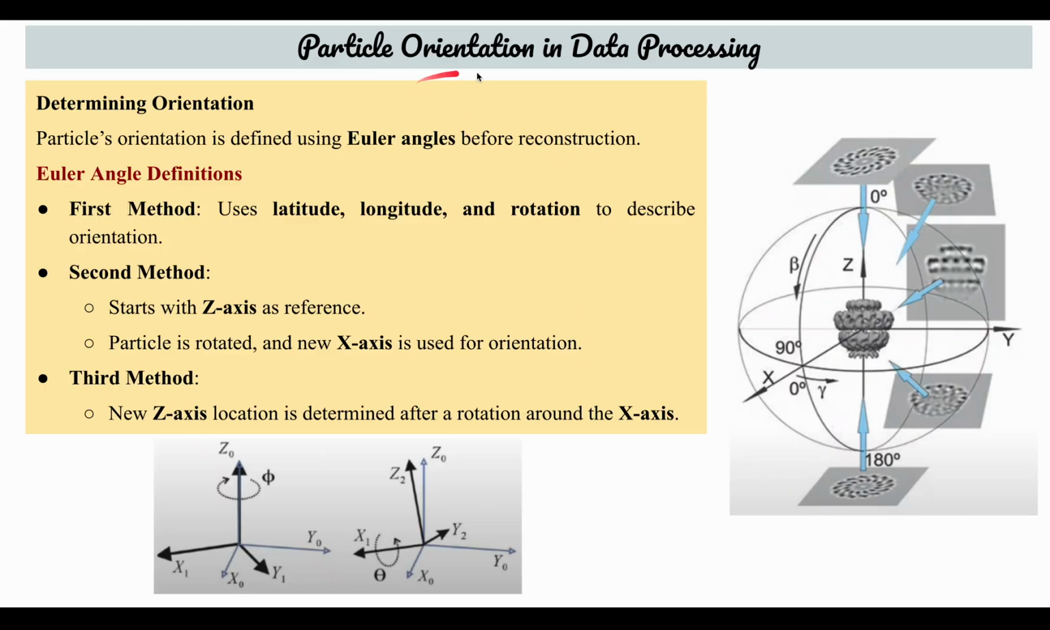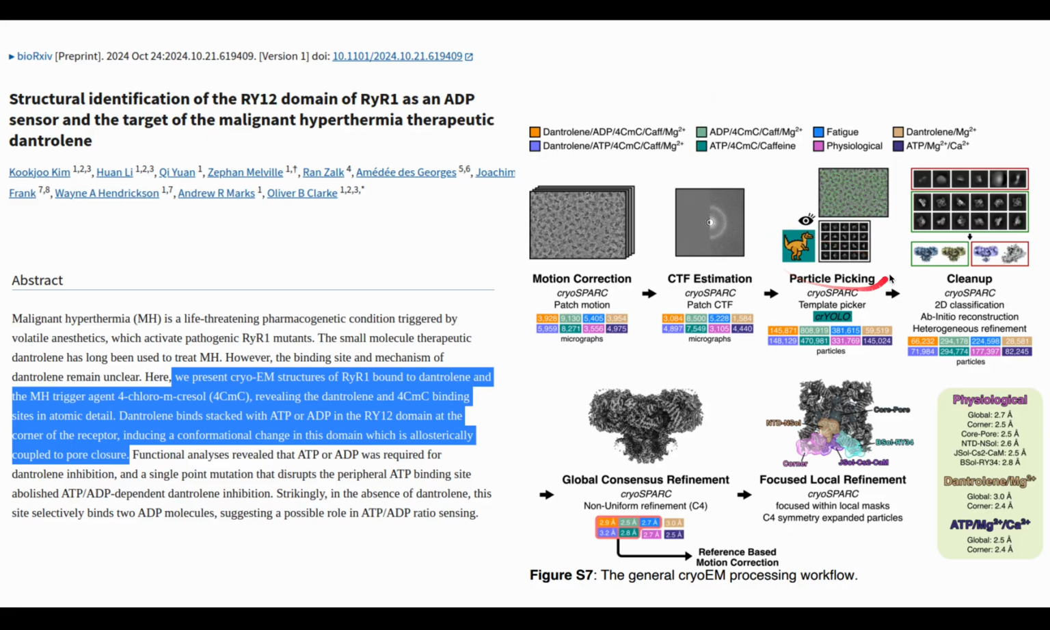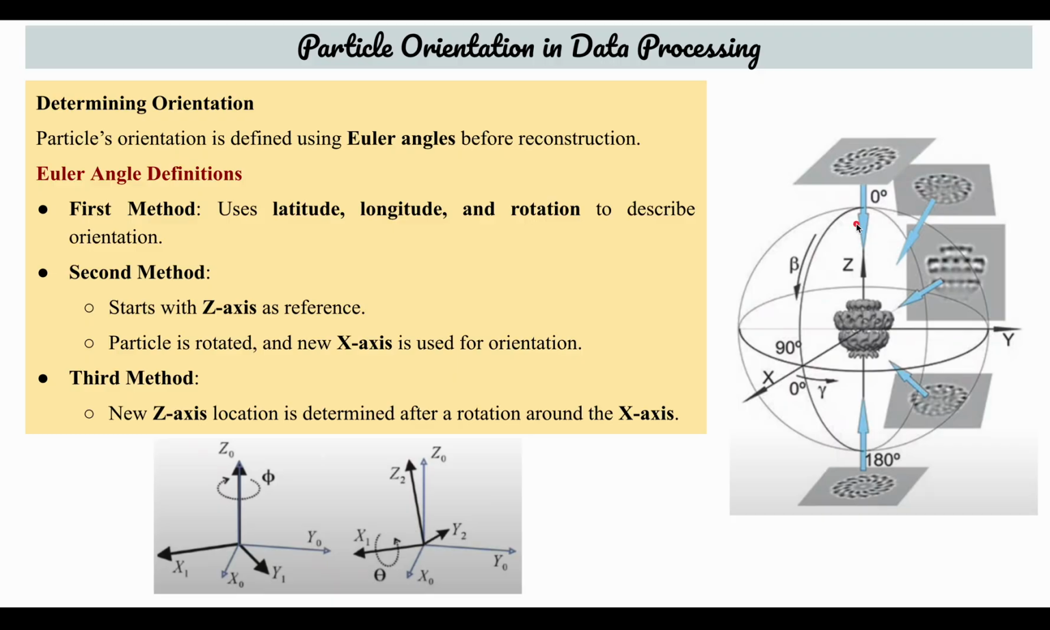Yeah, so now let's move to particle orientation. In data processing, as I have told you, we are performing particle picking. So how is this particle picking done, how are different images formed? In that case, the pictures are collected in different orientations. Particle orientation is defined using the Euler angles before reconstruction. So how do we define Euler angles?